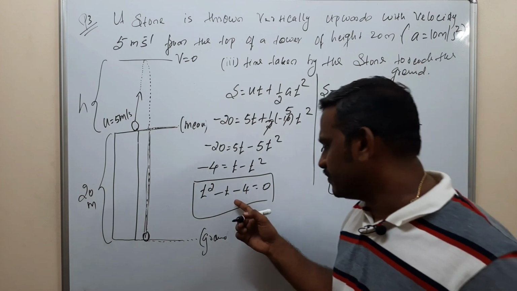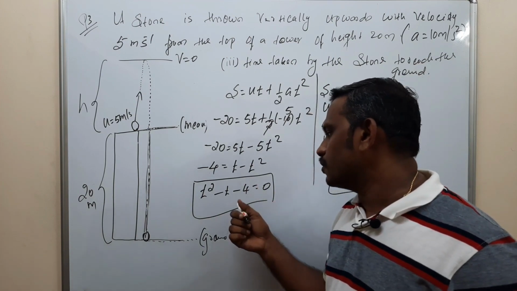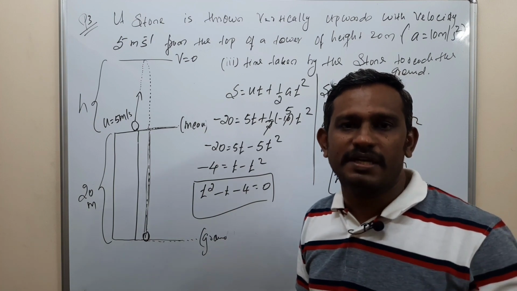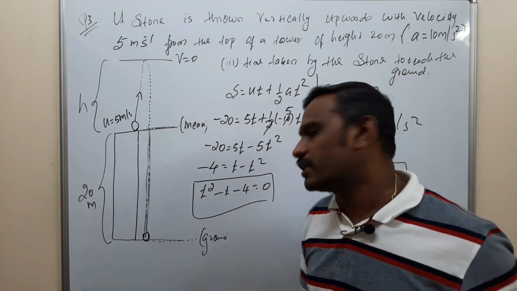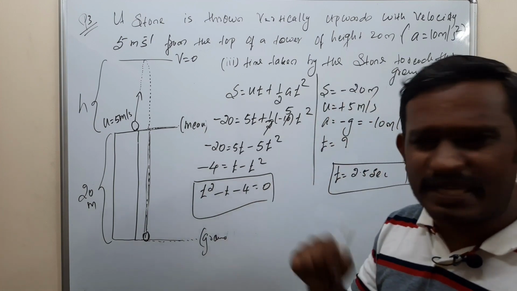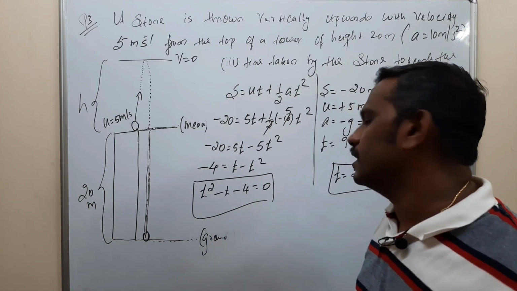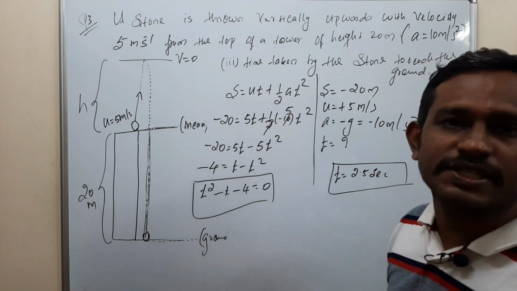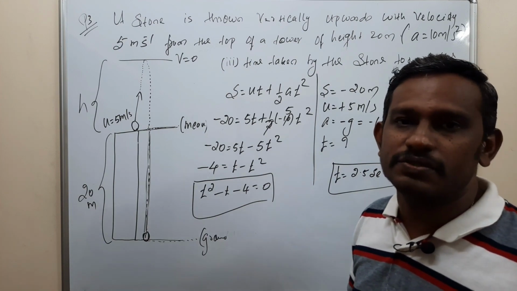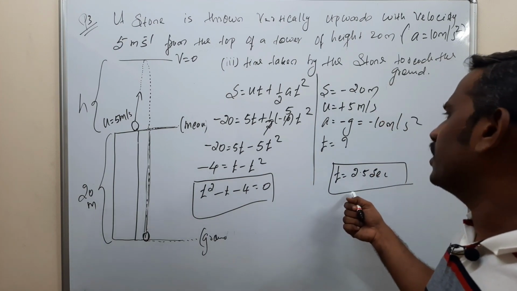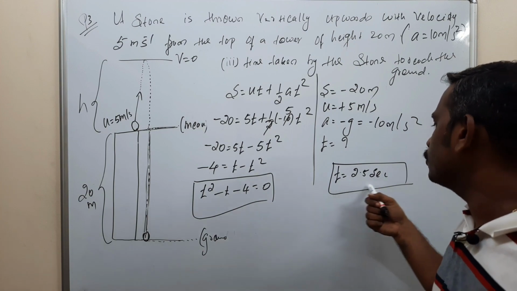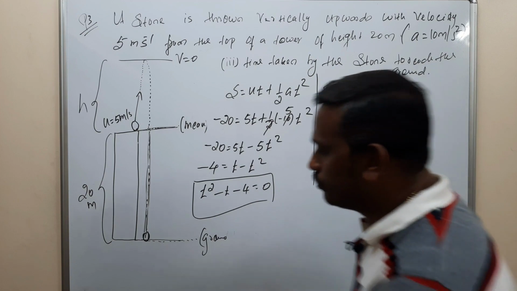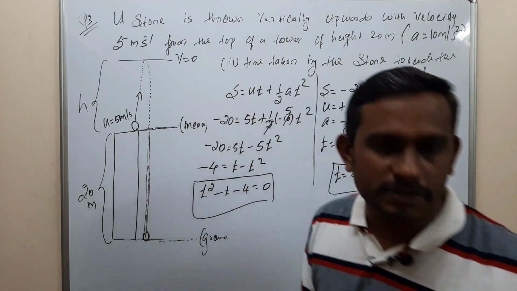By factorization we can't solve this equation. So solve this quadratic equation using minus b plus or minus root of b square minus 4ac, divided by 2a. By that method you get one positive value and one negative value. Ignore the negative value because time cannot be negative. Take the positive value. Approximately T is equal to 2.5 seconds. That is the time taken by the stone to reach the ground.